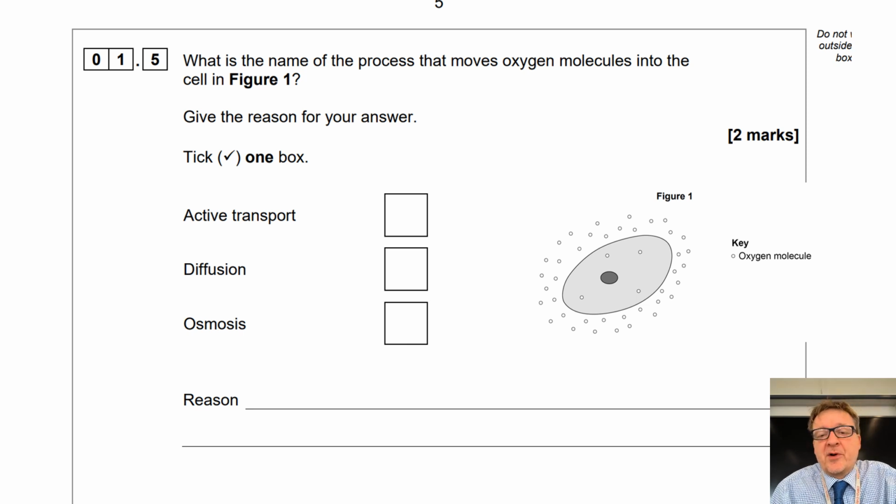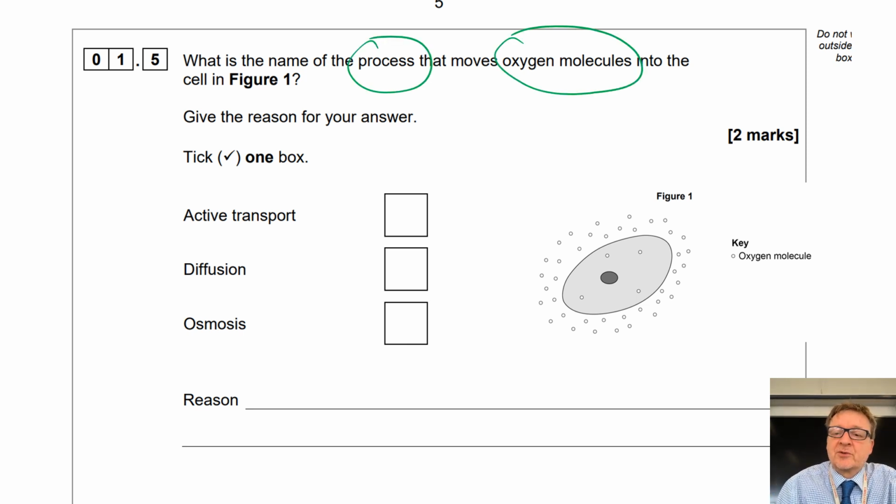1.5. What is the name of the process that moves oxygen molecules into the cell? Process, that's telling me an answer. Oxygen molecules is telling me it is a different answer, but it's on the same sort of pattern. The processes are active transport, diffusion and osmosis. I've got to think about which one it is likely to be. It's not osmosis because it's nothing to do with water. Is it active transport or diffusion? Active transport is low to high, and this isn't. It is high to low.